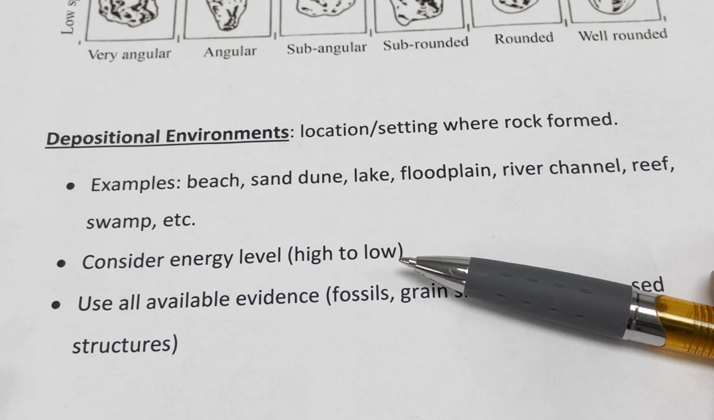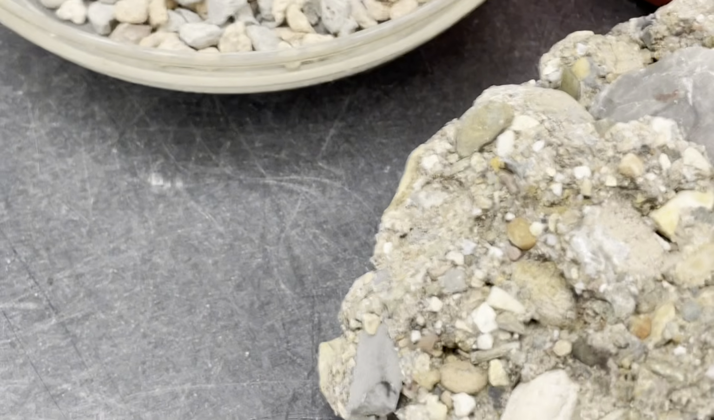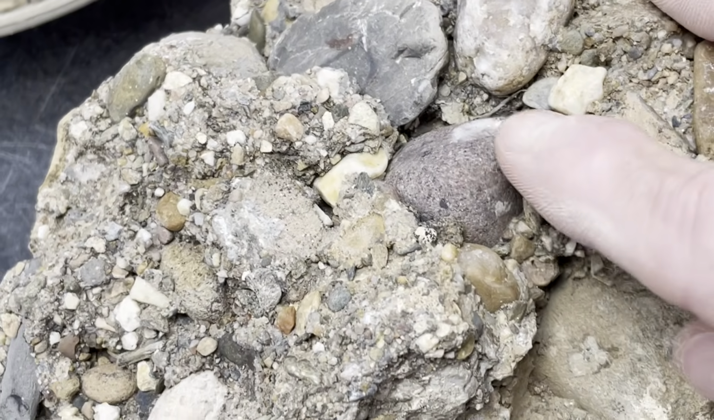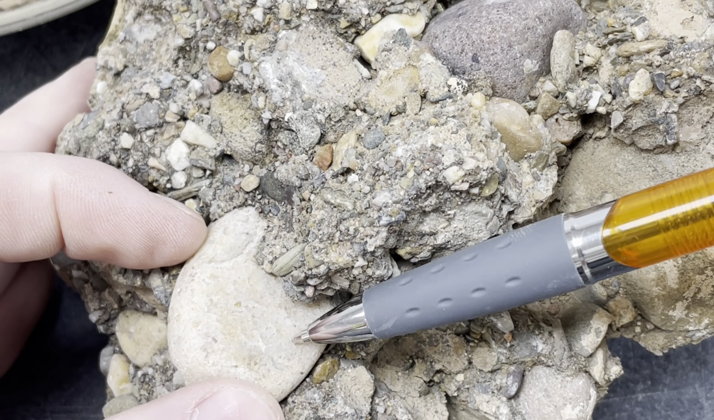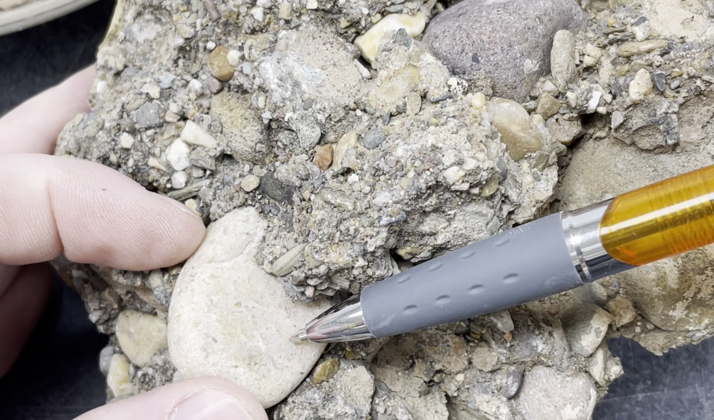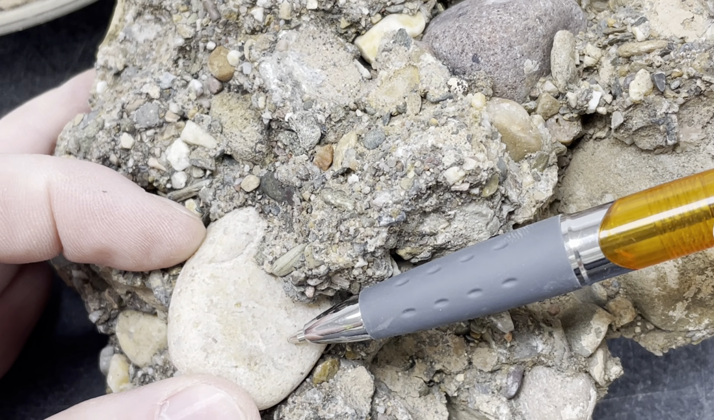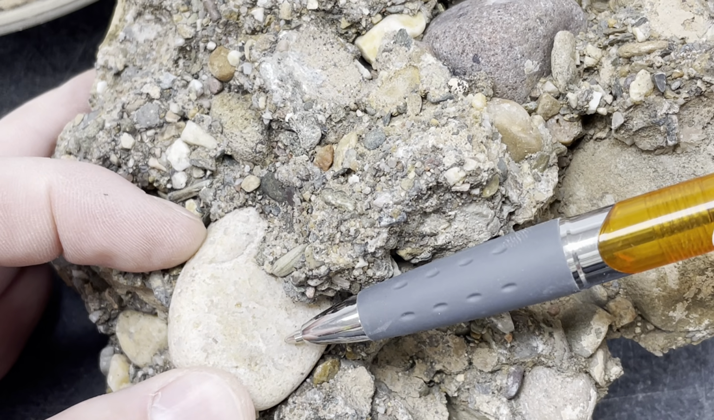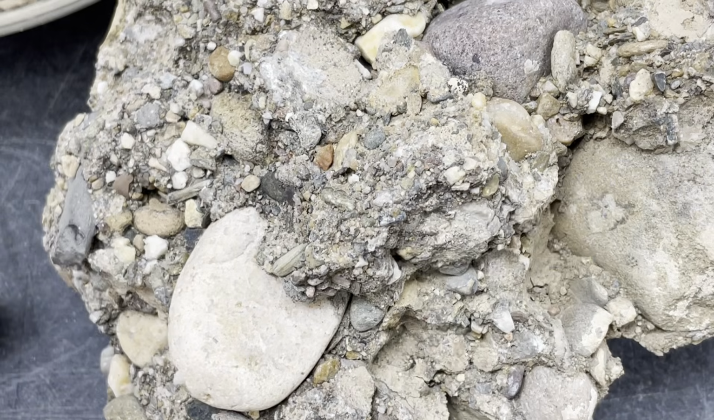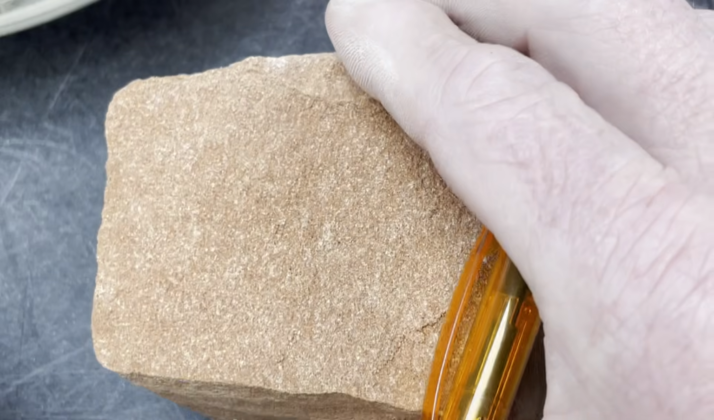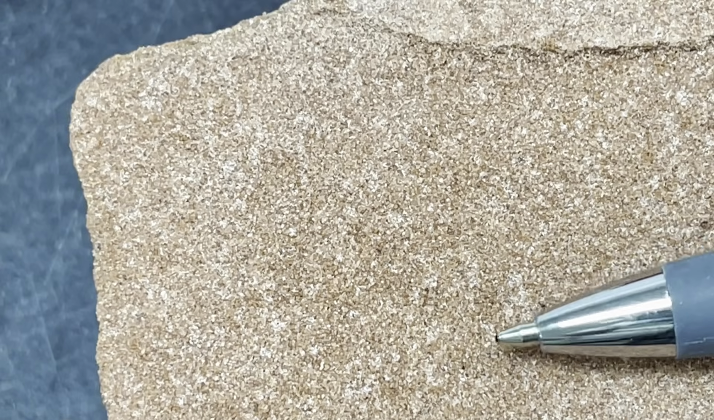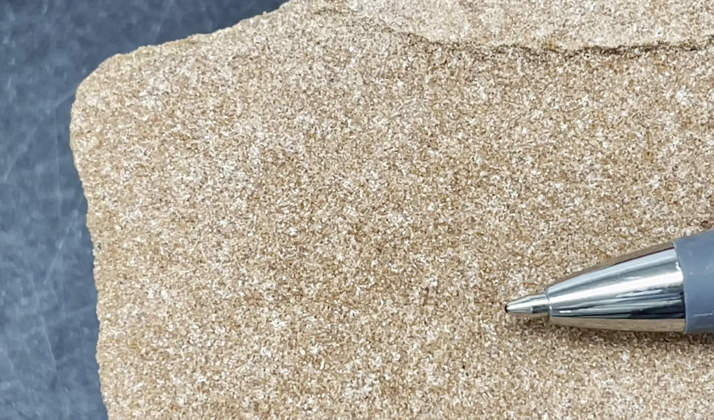So think about energy level. If you've got something like this with large particles, gravel-sized particles, that takes a lot of energy, right? It takes a lot of energy to move something as big as a golf ball in nature. So this would maybe be a river or a beach or maybe a glacier or something like that, right? Some sort of process that can move particles of this size. Versus if I have something that's much more fine-grained, like the sandstone, I've got to be thinking about the energy it takes to move sand. Well, wind can move sand and water can move sand, but I want to make sure it's consistent with those observations.